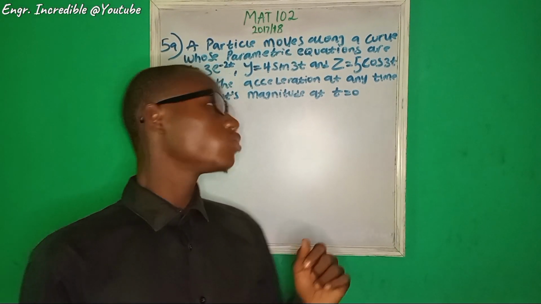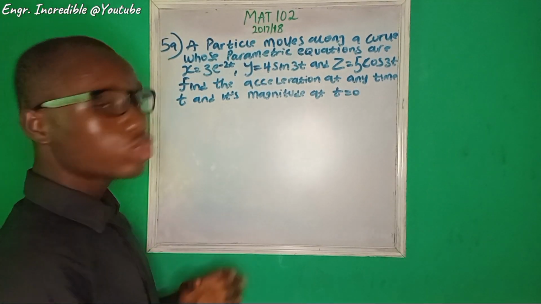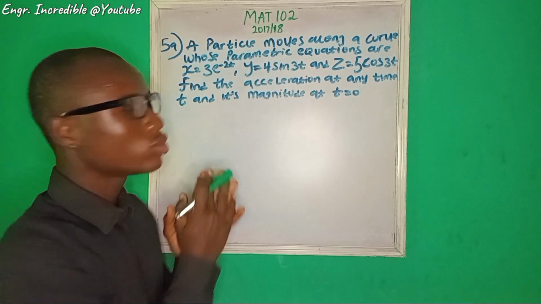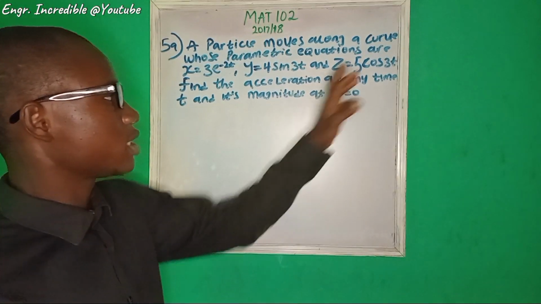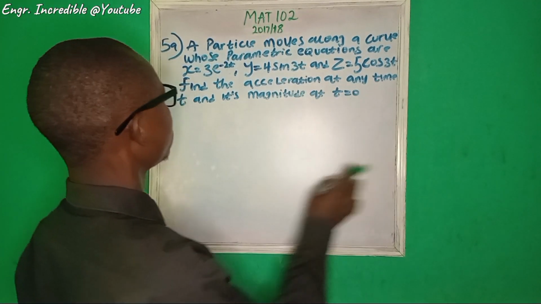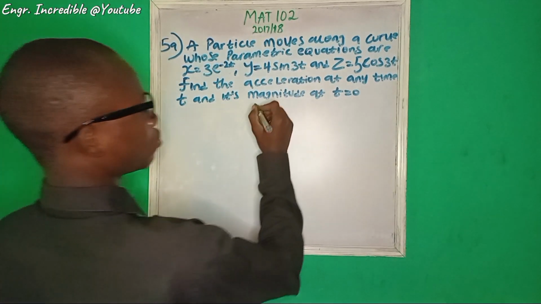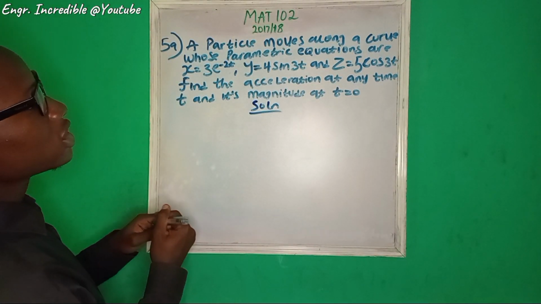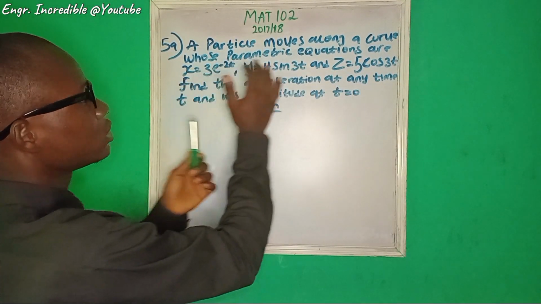So now the question 5a says a particle moves along a curve whose parametric equations are x is equal to 3e raised to the power minus 2t, y is equal to 4 sin 3t, and z is equal to 5 cos 3t. Find the acceleration at any time t and its magnitude at t equals 0. So here's how we solve it. It says it moves along a curve with parametric equations of this and this.